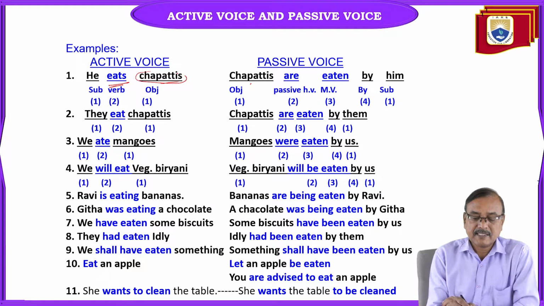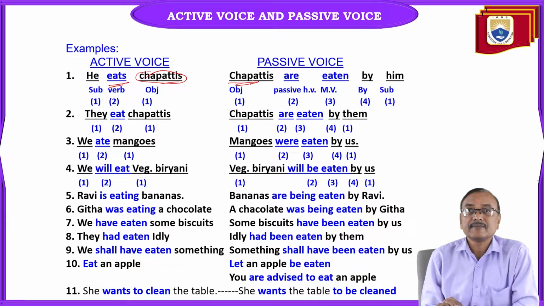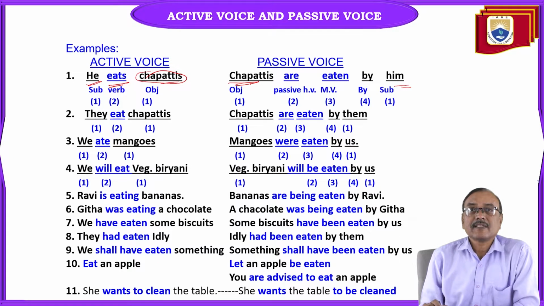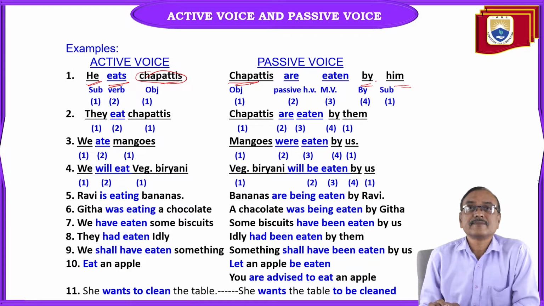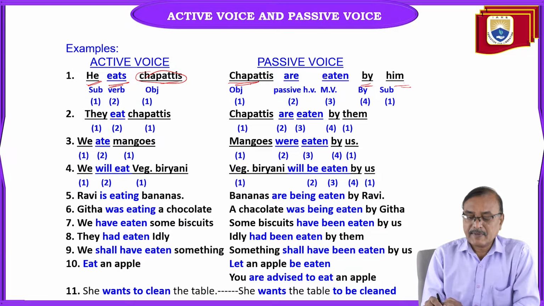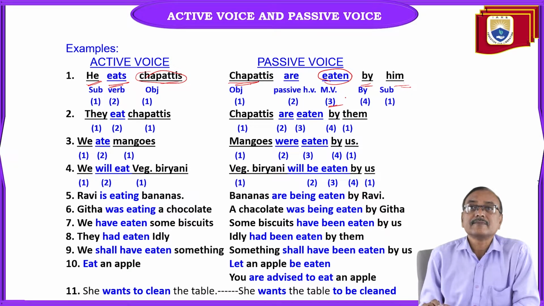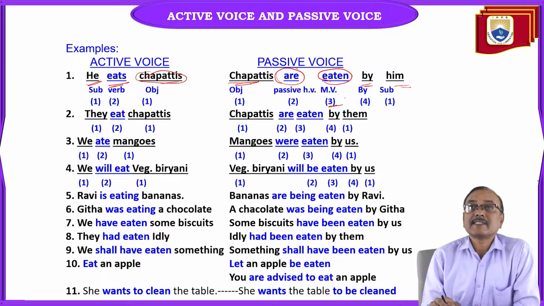This means the object chapatis is coming in the beginning, and he is coming to this side and changing its case: he becomes him. And you see before him we are using by. Next, the main verb is in V3 form only, and this V3 form main verb is preceded by one passive helping verb. Chapatis are eaten by him.